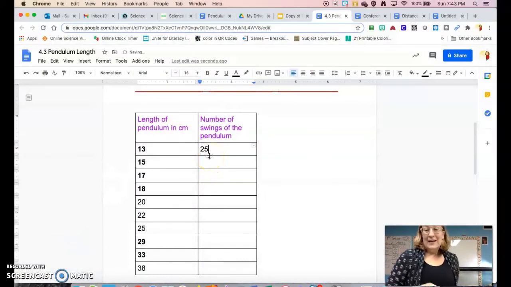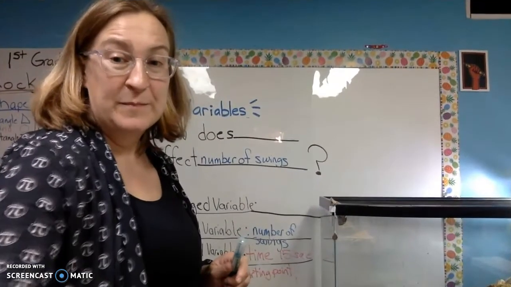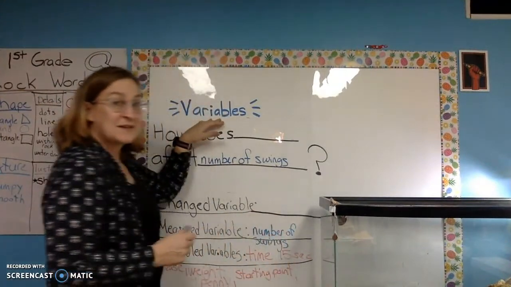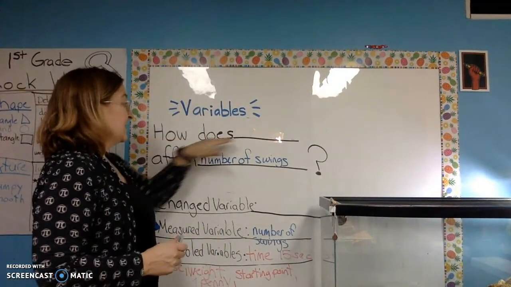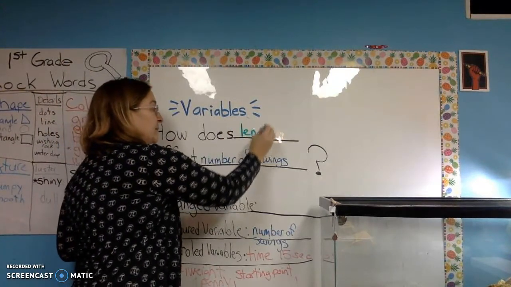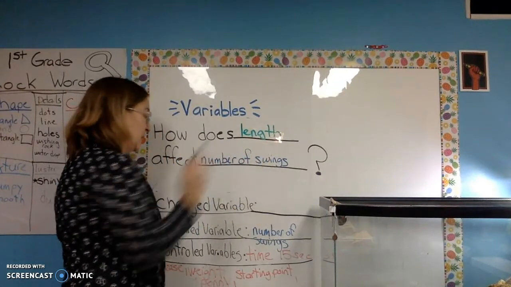What do you think? Is it the weight that changes the number of swings for this pendulum? Is it the starting point? Or is it the length? Let's jump over to our whiteboard now that we have our data recorded. Our variables are what we're testing, and that's our big science idea we're learning. How does the length of the pendulum affect the number of swings?